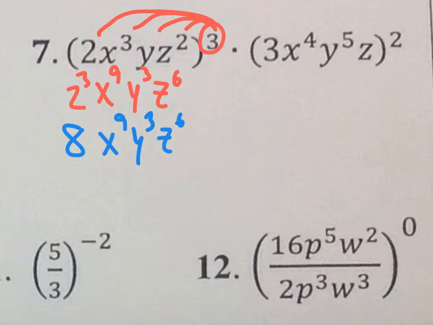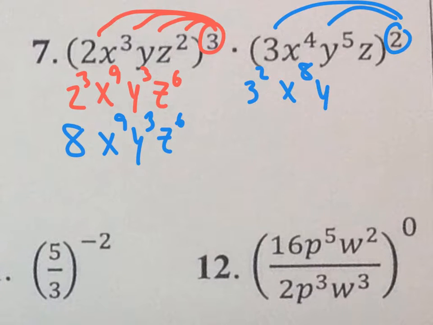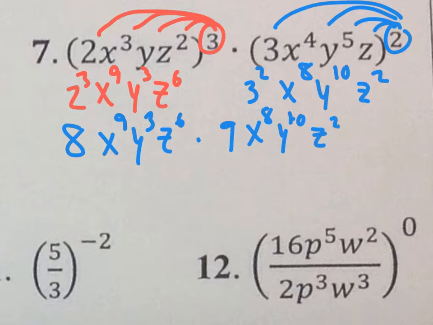Okay, now over here, when I distribute the 2, you're going to have 3 squared, x to the, when you multiply, x to the 8th, y to the 10th, and z squared. Now, when you do 3 to the 2nd, that becomes 9. So you have times 9, x to the 8th, y to the 10th, z to the 2nd.